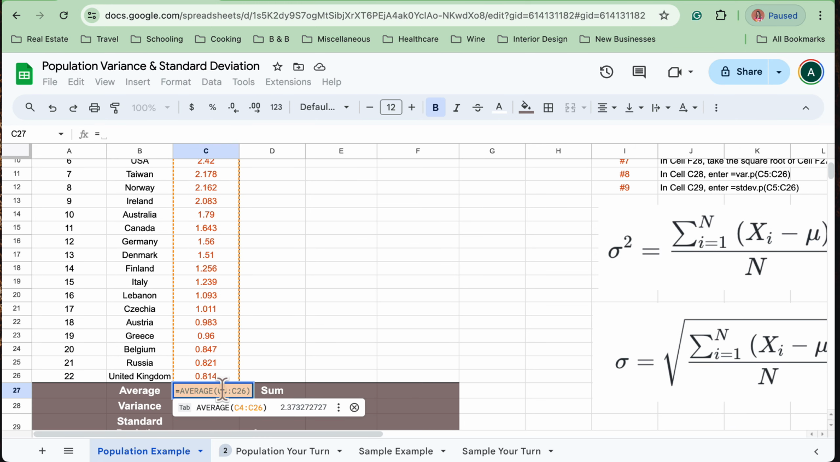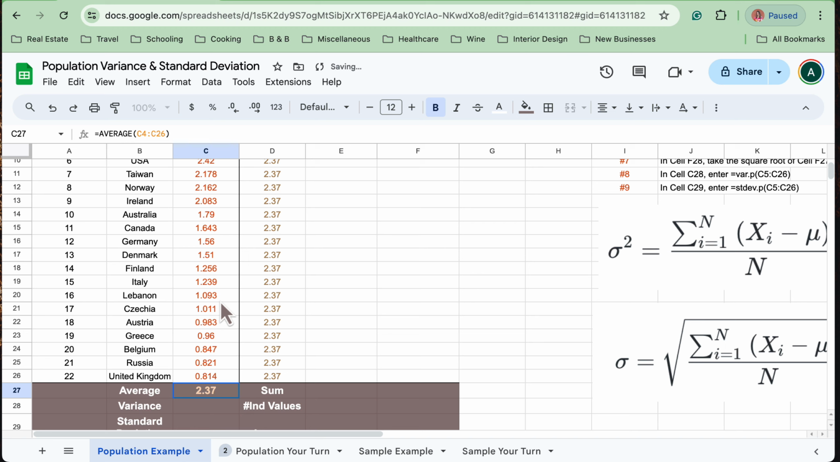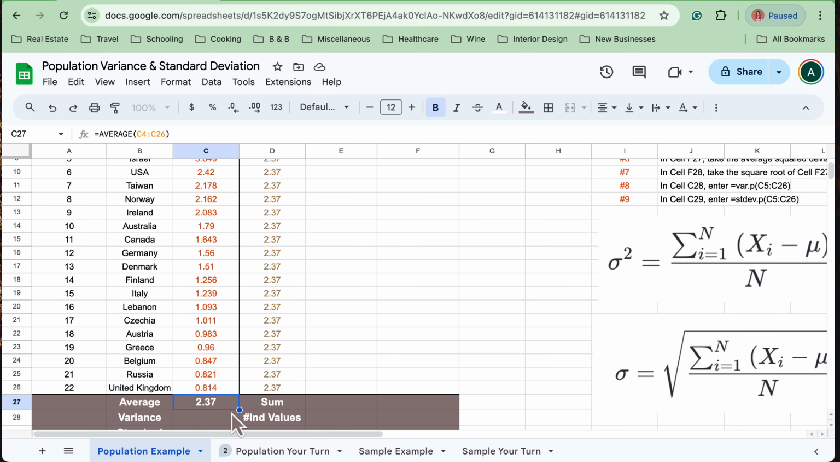Okay, well, what we're going to do first is we are going to take an average. We're going to say equals average, and Google Sheets just suggests the data C4 to C26. We're going to go with that. And we get, on average, for these 22 countries, 2.37 billionaires per 10,000.